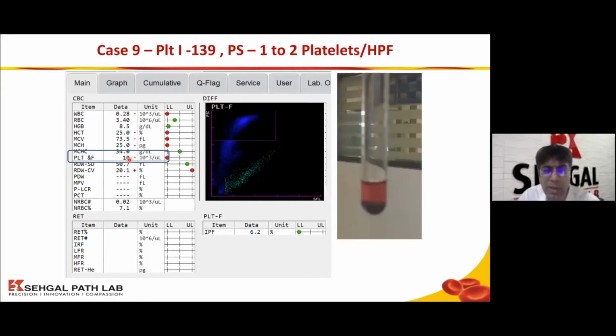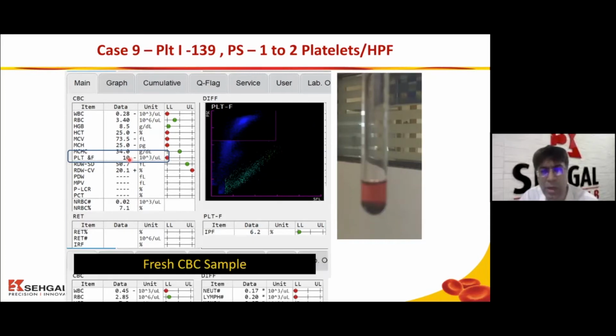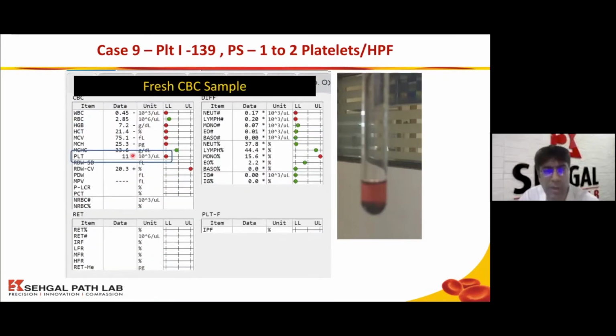So what we did is we spun this sample. Unfortunately, this sample had a lot of hemolysis and degeneration, so there might be WBC fragments and RBC fragments, which are all interfering with our count. We called for a fresh sample. Even by the impedance, it gave a count of 11,000. So the importance is, rarely you may have these artifacts causing disturbances.